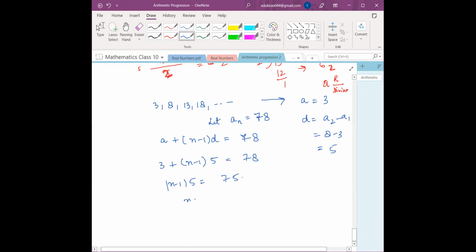So simply solve it. N minus 1 into 5 will be 78 minus 3, 75. 5 will go in the denominator. So n minus 1 will be how much? 15, right? So n is equal to 15 plus 1. So n is equal to 16. So the 16th term of the AP is 78. The 16th term of this AP is 78.